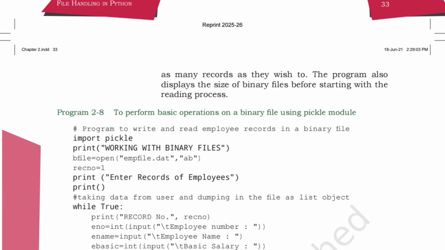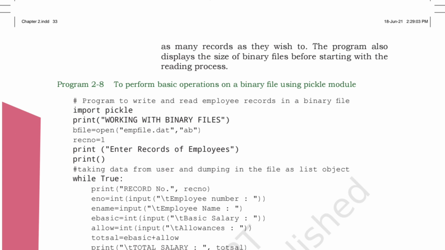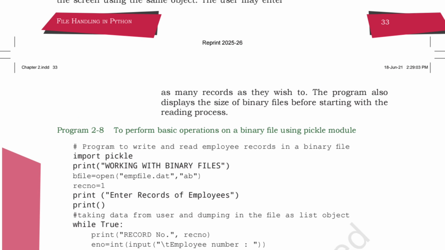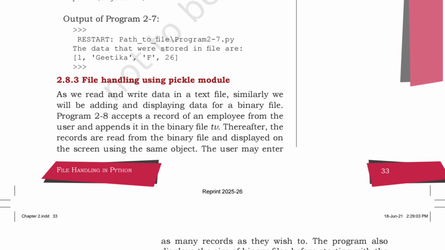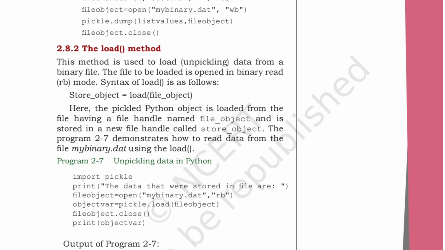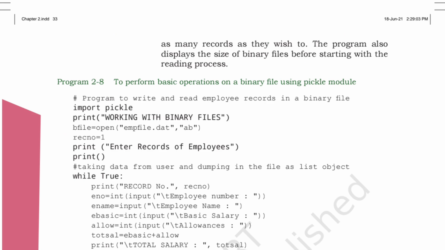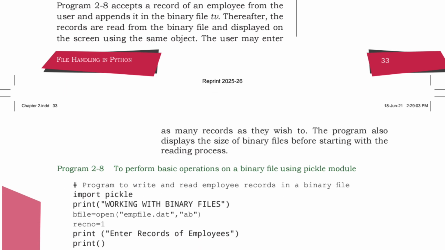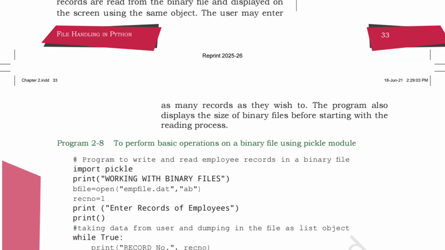Print enter records of employees, taking data from the user and dumping it into the file as a list object, while True. So we open the file emp file.dat with ab. What is ab? AB is basically useful for appending binary data. We are adding something to that file, that is ab.